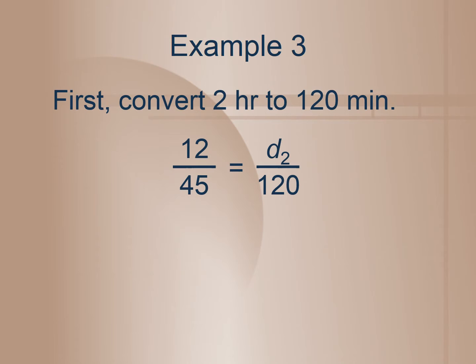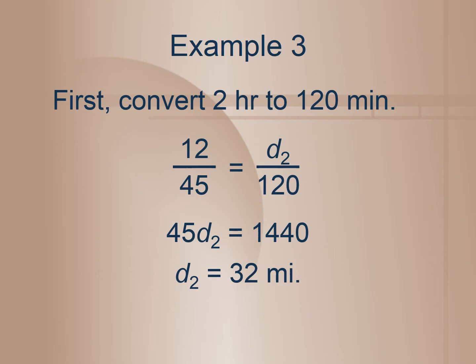Now we can use our rule of proportions to solve the proportion. You can cross multiply, and you get 45 D2 equals 12 times 120, which is 1,440. Divide both sides by 45, and you get that D2 is 32 miles.